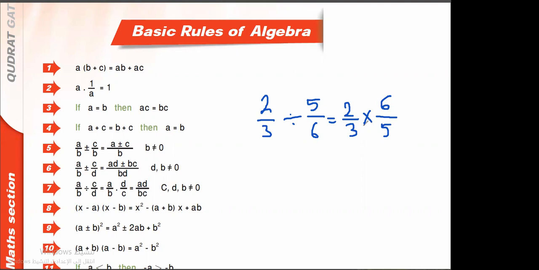So if you can simplify, then you do. Okay, 3 divided by 3, it is 1. And 6 divided by 3, it is 2, right? So you multiply 2 times 2, it is 4. And 1 times 5 is 5.